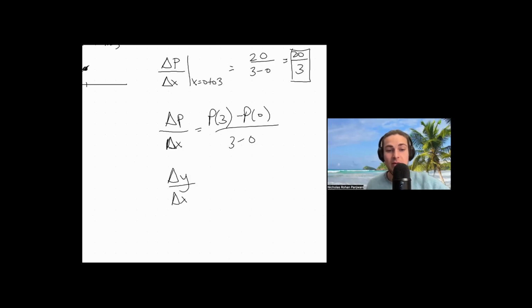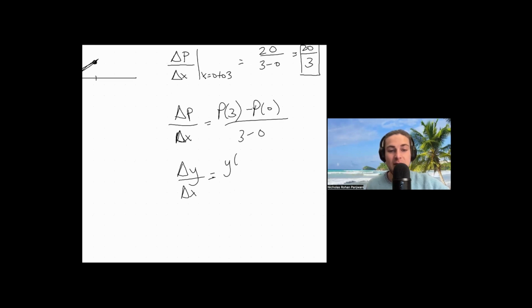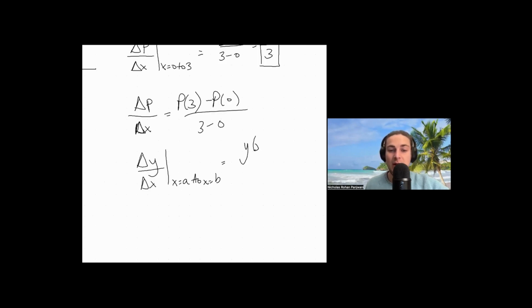So change in y over change in x, and let's call that, from x equals a to x equals b, is equal to y of b, the second endpoint, minus y of a, over b minus a. Yay.